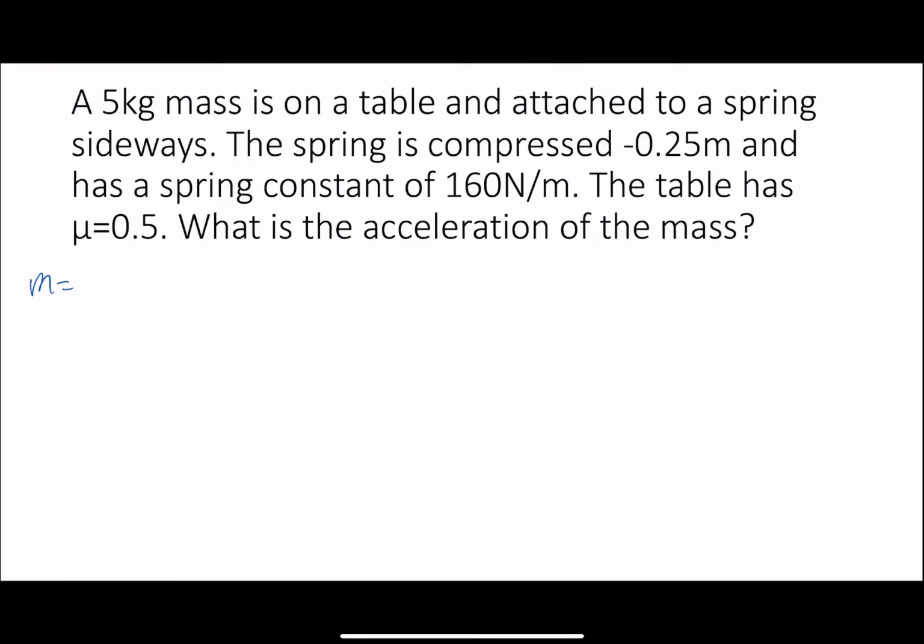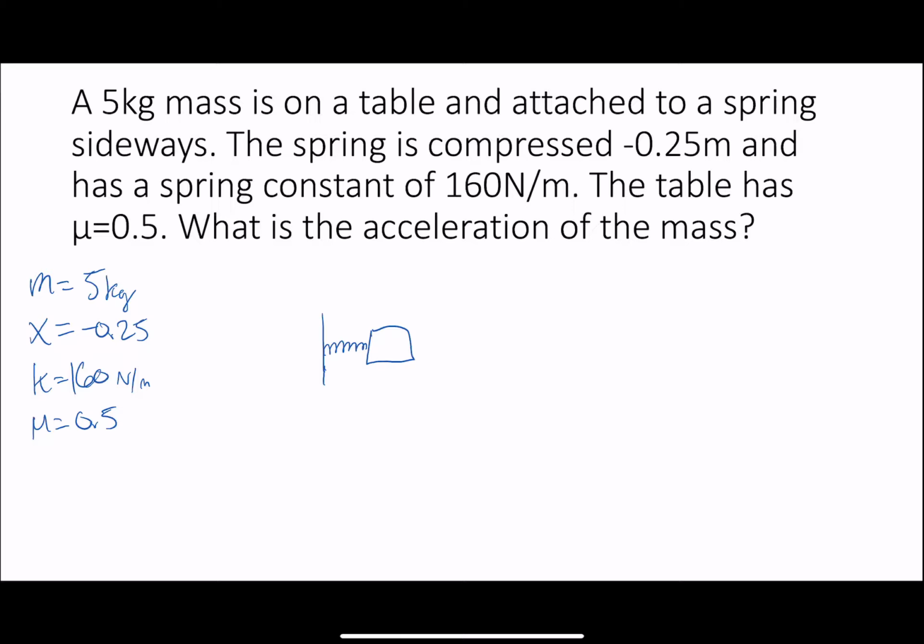We have a mass, 5 kilograms. We have a compression for our spring. It's negative 0.25. It has a spring constant of k equals 160 newtons per meter. And we do have friction on the table, so we have mu 0.5. And I want to know the acceleration of the mass. All right, so look at this box. What's going on? So it looks like I have some spring over here, right?